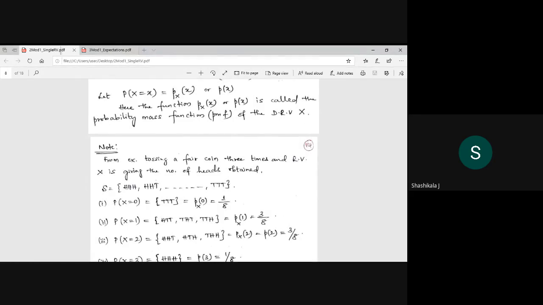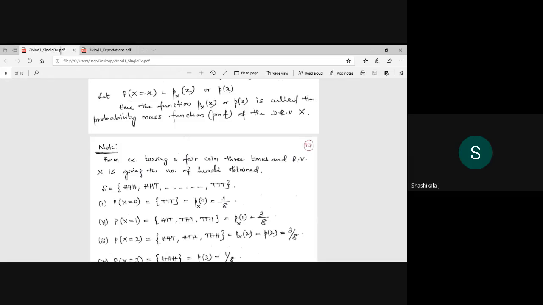Anyone can tell? PMF and PDF. Quickly. When PMF is used and when PDF is used. Anyone quickly, please. Otherwise, I will only go on telling. Yes. Anybody?